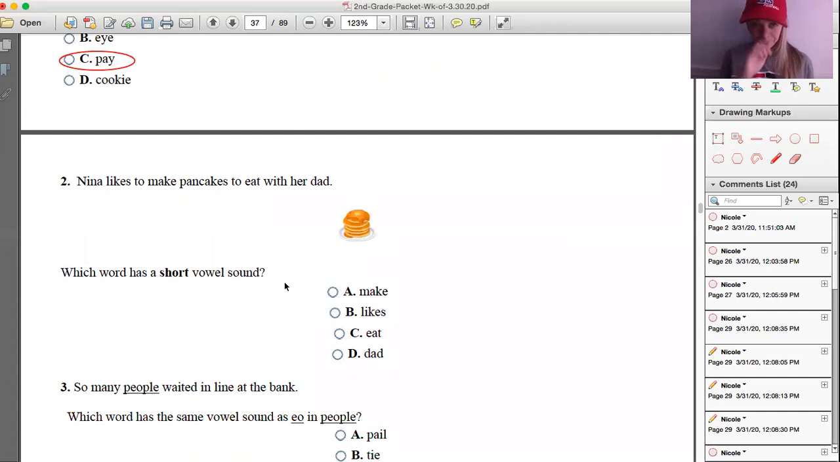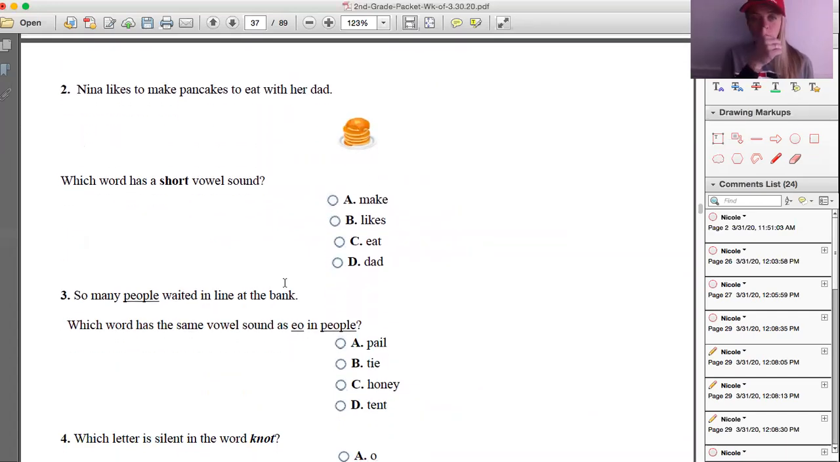Number 2. Nina likes to make pancakes to eat with her dad. Which word has the short vowel sound? Make, likes, eat, dad. Make says A. Likes says I. Eat says E. So the only short vowel sound is dad.